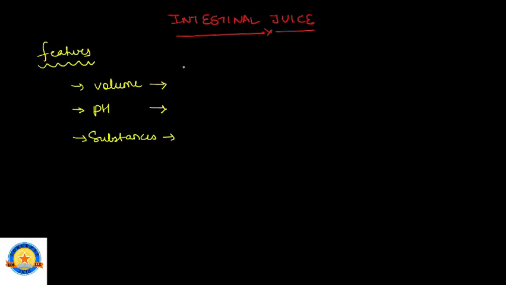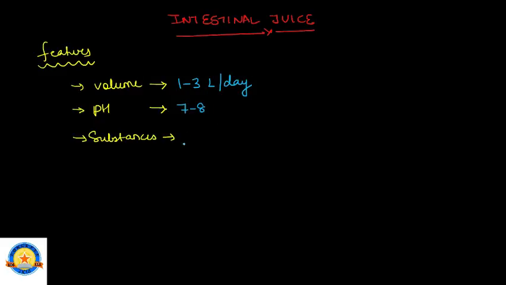The volume is 1 to 3 liters per day. What is the volume of saliva? 1.5 liters per day. What is the volume of gastric juice? 1 to 2 liters per day. And what was the volume of pancreatic juice? Again 1.5 liters per day. What is the volume of small intestinal secretion? It is 1 to 3 liters per day. Okay, what is the pH? The pH is alkaline, 7 to 8.